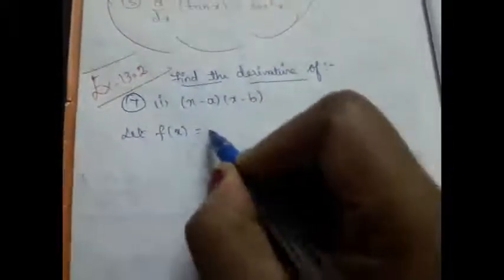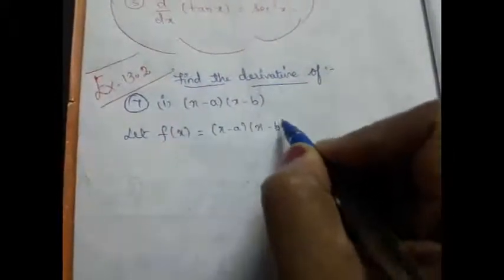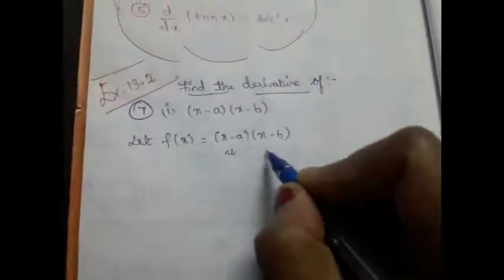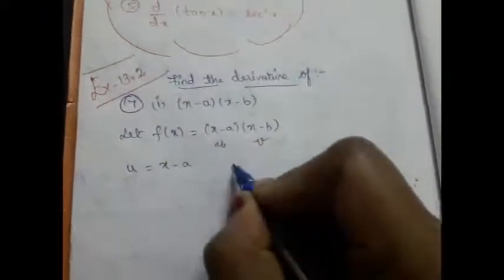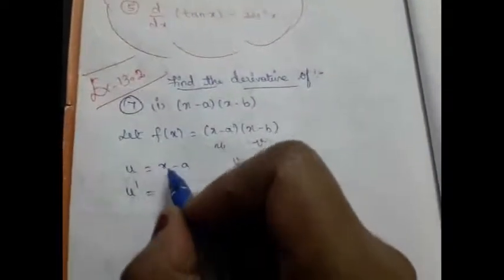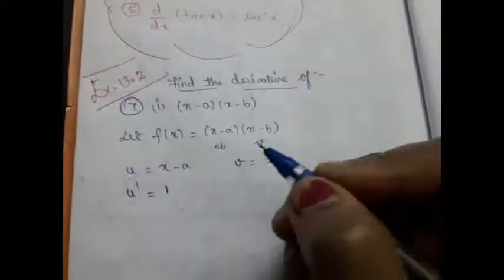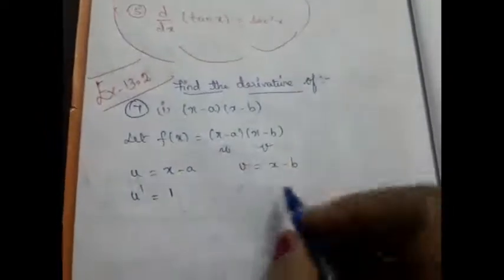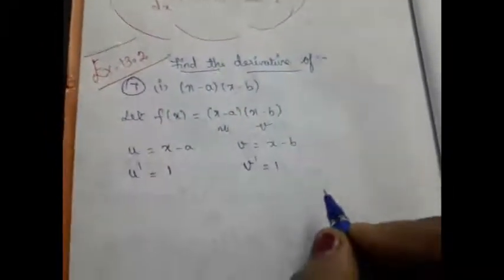Now let us see how to find the derivative of this problem using the product rule. So let f of x be equal to (x minus a) into (x minus b). We are going to assume this function as u and this as v. So u is equal to x minus a, v is equal to x minus b. Therefore, what will be u dash? U dash is the differentiation of this. If we differentiate x with respect to x, it is going to be 1. If we differentiate minus a with respect to x, it is going to be 0. So u dash is 1. Similarly, v dash is also 1.